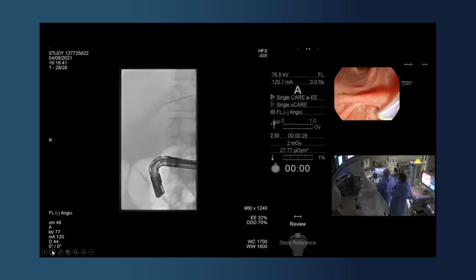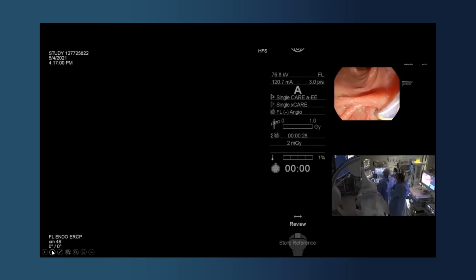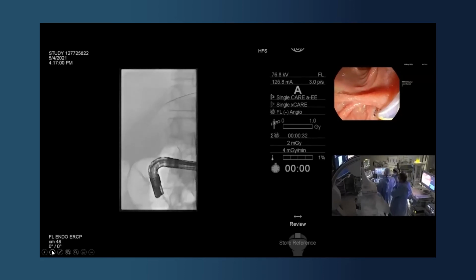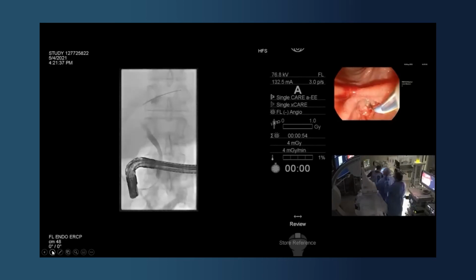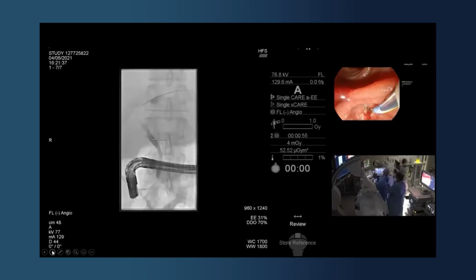Working here with Simon Philpotts, one of our excellent fellows. He's done a good primary cannulation. We've got a nice wire into the left lobe ducts. Okay, that's super. I would now go in with your sphincterotome and delineate the left lobe ducts as much as you need to.